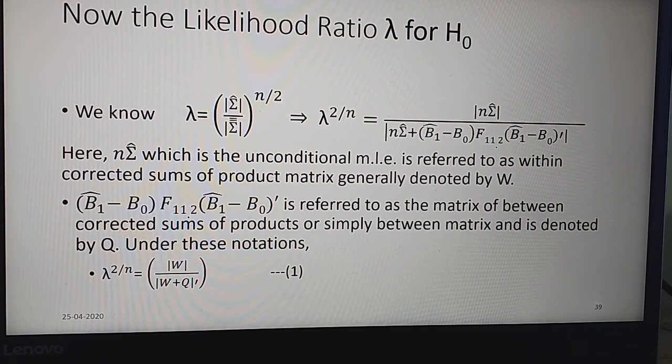It's called within corrected sums of product matrix, and we generally denote it by W. And this portion, B1 cap minus B naught F11 dot 2 B1 cap minus B naught prime, is referred to as the matrix of between corrected sums of product matrix, and simply between matrix, and is denoted by Q.